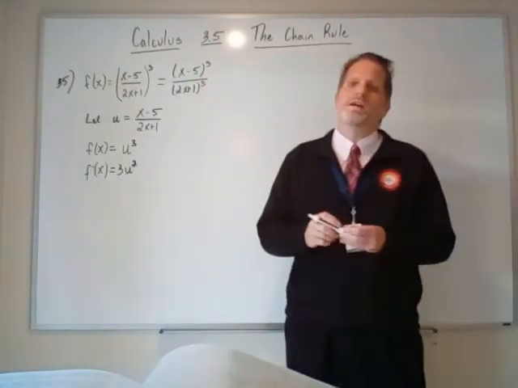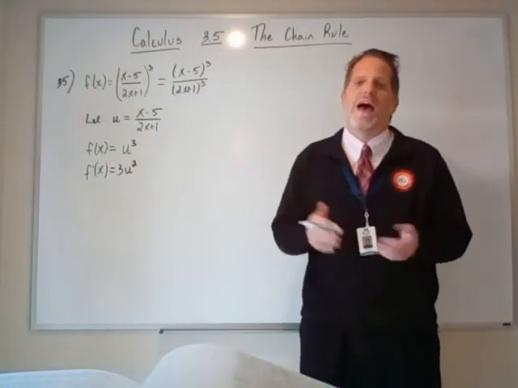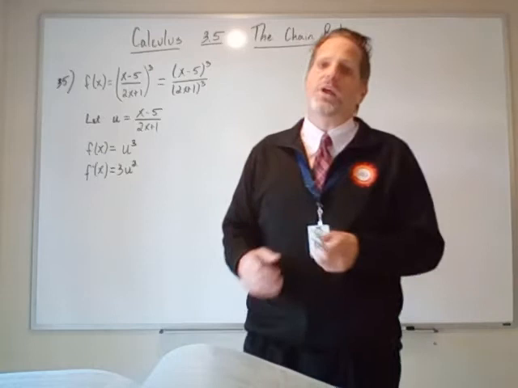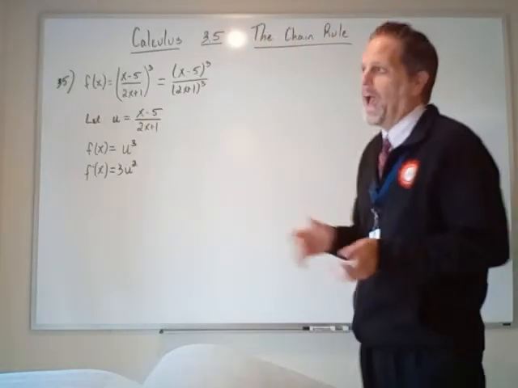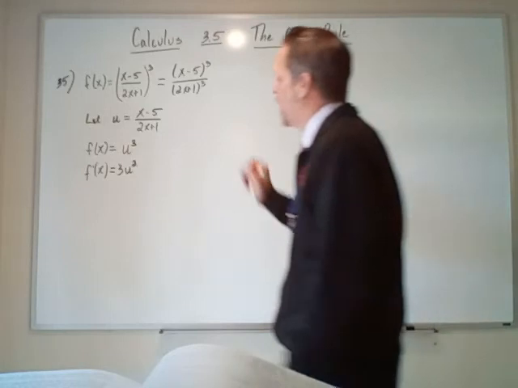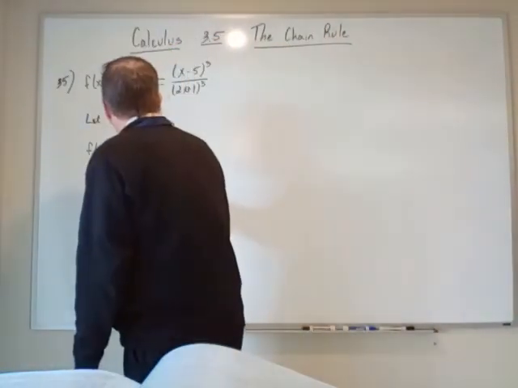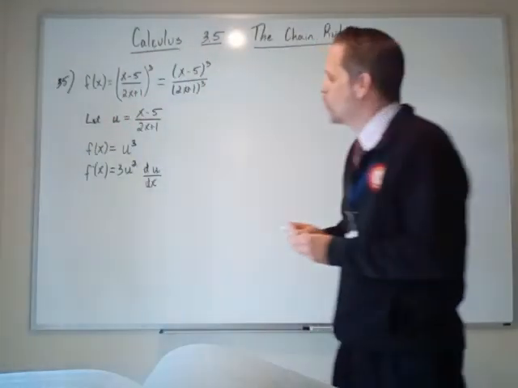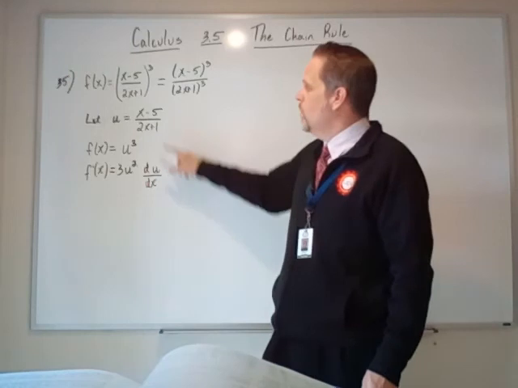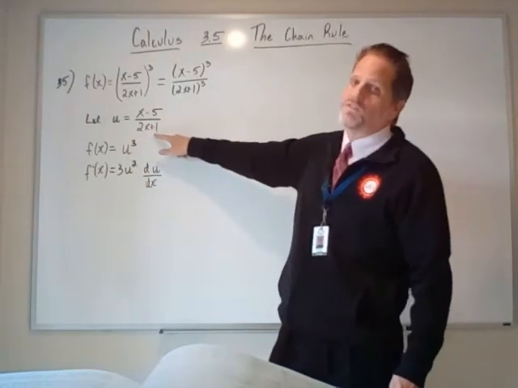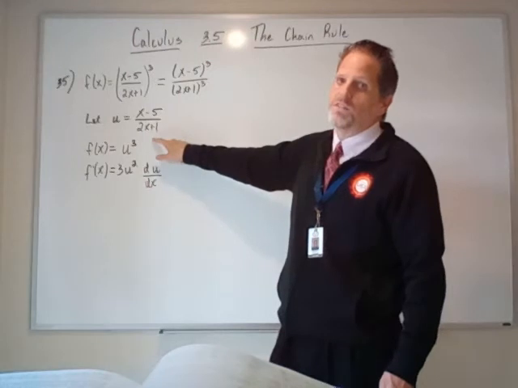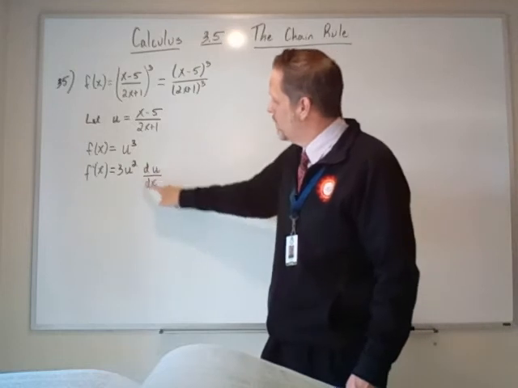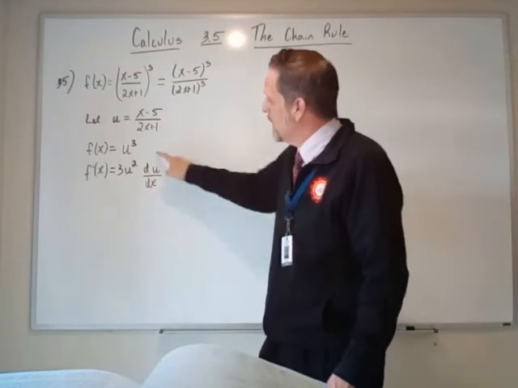Okay, but the problem is that we're trying to find f prime of x. We just took the derivative of something with u in it, and we need to bring it back into terms of x. And how we do that is with an operator, and the operator would be du dx, which means we have to find the derivative of u. And again, u, according to my let statement, was this rational function. So in order to find the derivative of this rational function, we are going to need that quotient rule here.